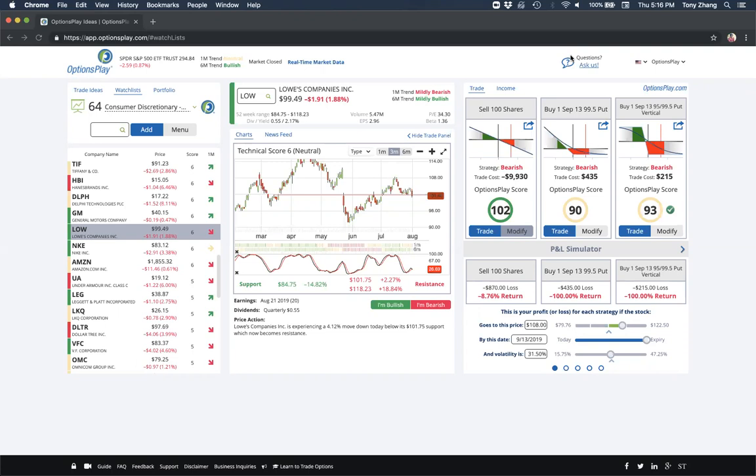When I buy a naked put, what strike price do I use? So we always tell you to start with an at-the-money strike. As you can see, Lowe's is trading at 99.49, so we've picked a 99.5 put. That's usually a good starting point whenever you're buying a put.